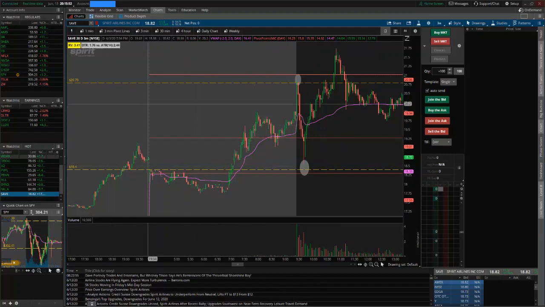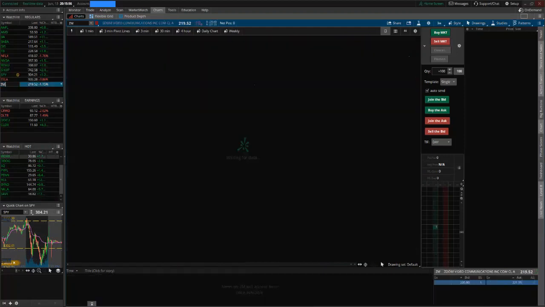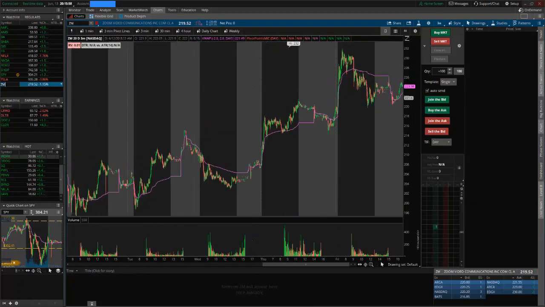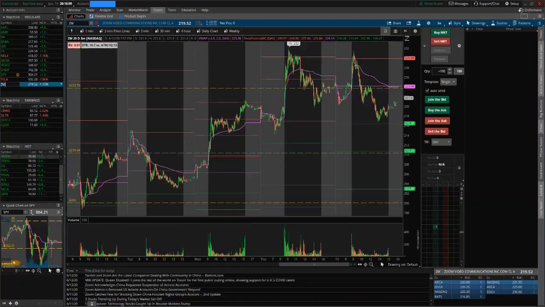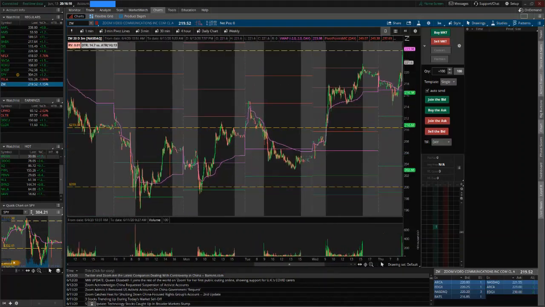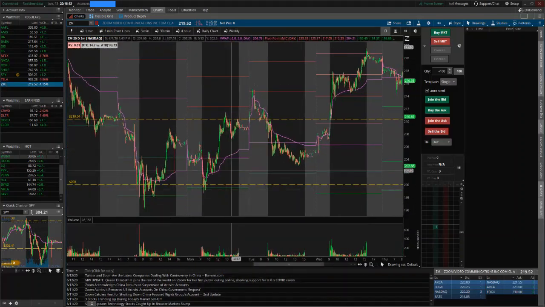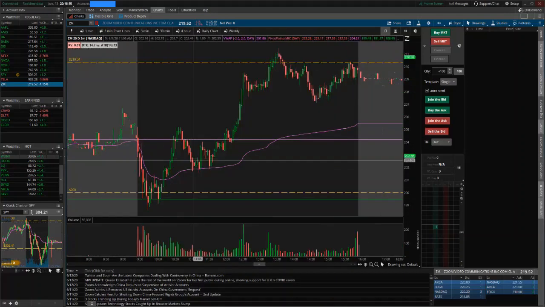And that's what I got at ZM. I've been trading ZM a lot, especially when I was in the 160s. After this big gap up, I had a little bit of trouble trading it, but here was a good day.